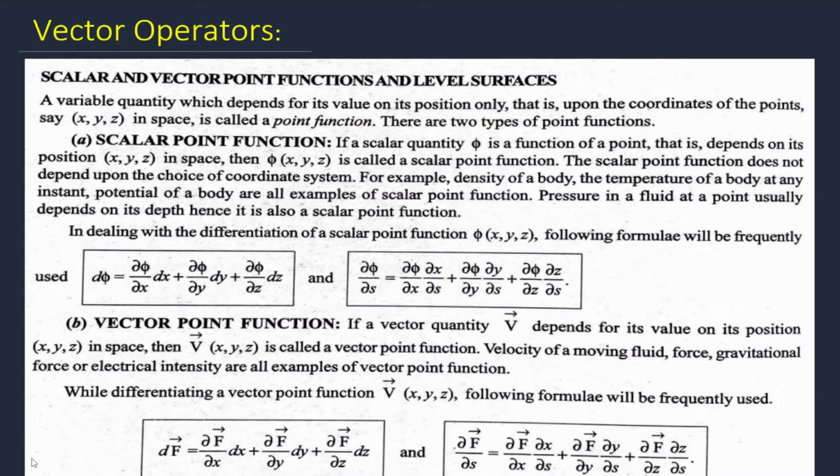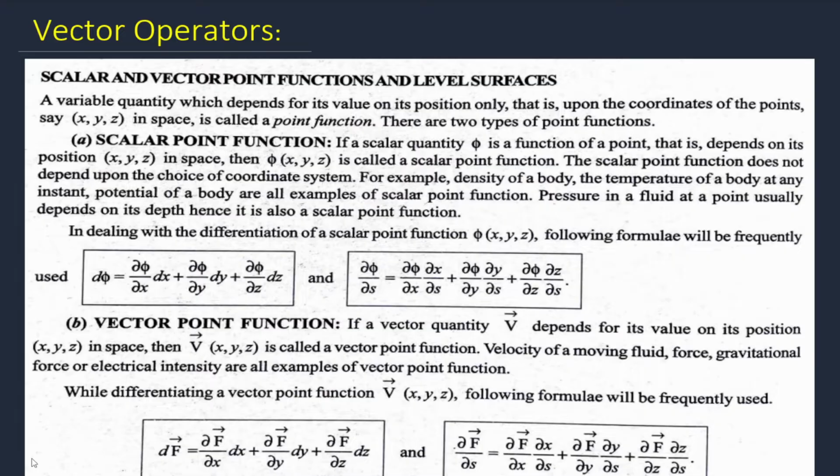So in this particular lecture we learn some very important topic on vector calculus. So what are vector operators? There are three vector operators. One is gradient of a scalar field, then divergence, and then curl.